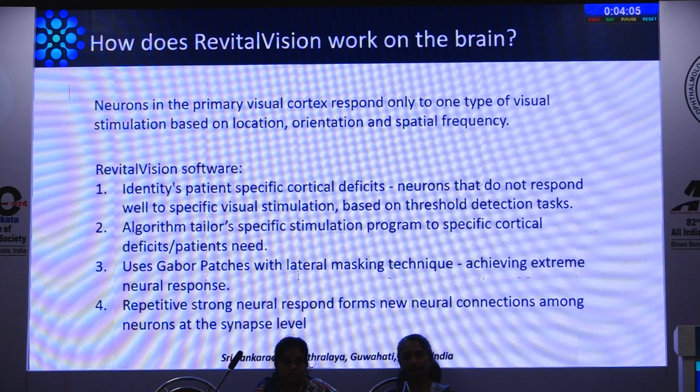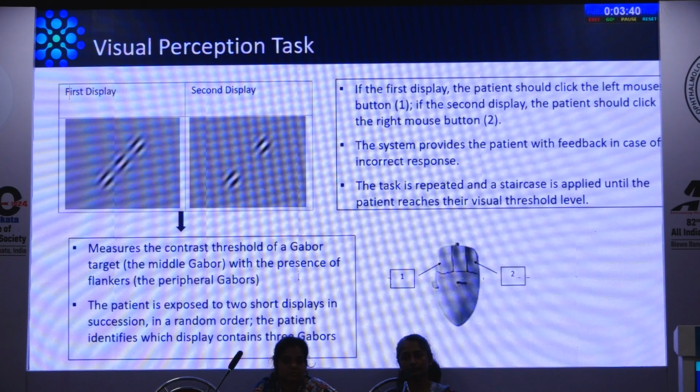So ultimately this software will identify the patient's specific cortical needs and tailor it according to the patient's specific need. The algorithm tailors a specific stimulation program using the GABA patch with lateral masking technique and also repeating it. Repetitive strong neural response forms new neural connections at the neurons in the synapse level. So it's a very simple thing.